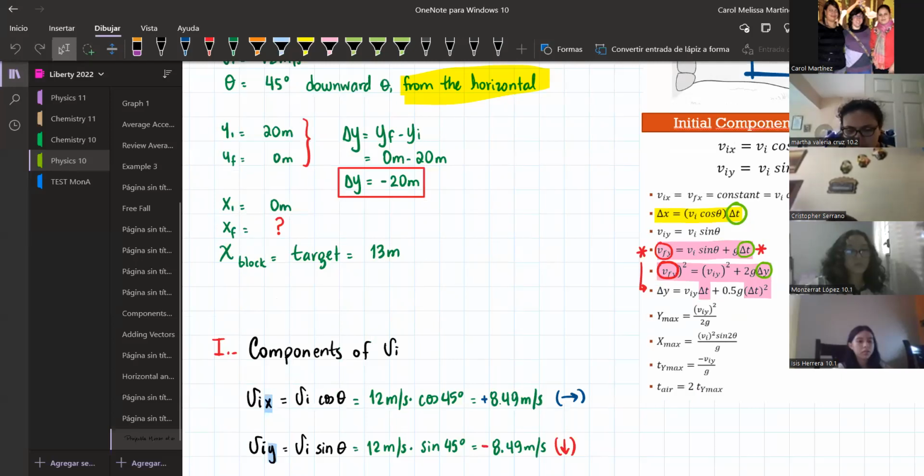Now that we have delta y, let's analyze the formulas that we have over here. If I need to get the time, I can use either of those two formulas, that I highlight right now.